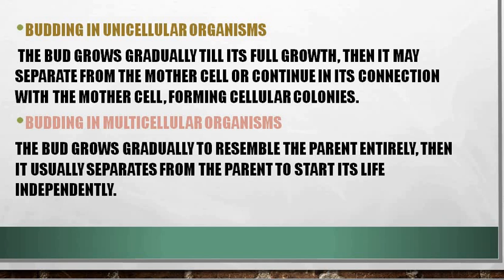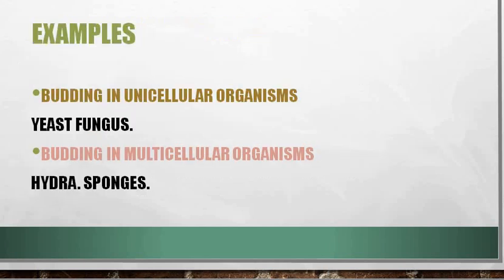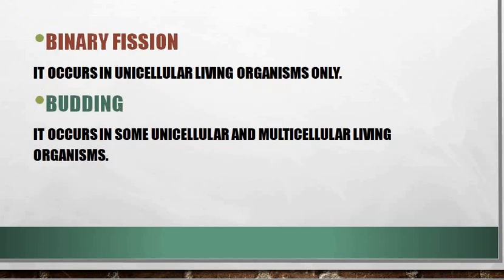Okay. In unicellular living organisms, the bud grows gradually till its full growth, and then it may separate from the mother cell or continue its connection with the mother cell, forming cellular colonies. In multicellular living organisms, on the other hand, the bud grows gradually to resemble the parent entirely. Then it usually separates from the parent to start life independently. Examples: budding in unicellular organisms like yeast, and budding in multicellular organisms like hydra and sponge.